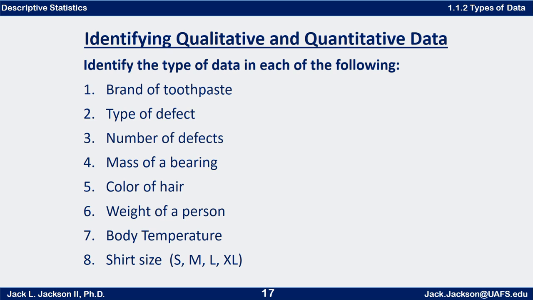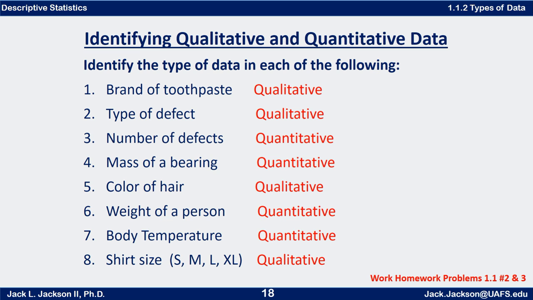So here is the problem. I've got 8 different types of things that we might measure, and I want you to identify the type of data in each of the following. You're going to identify it as either qualitative or quantitative. So press pause now. Okay, now you're back, so I assume that you've put an answer by each one of these. Let's take a look and see if you got these.